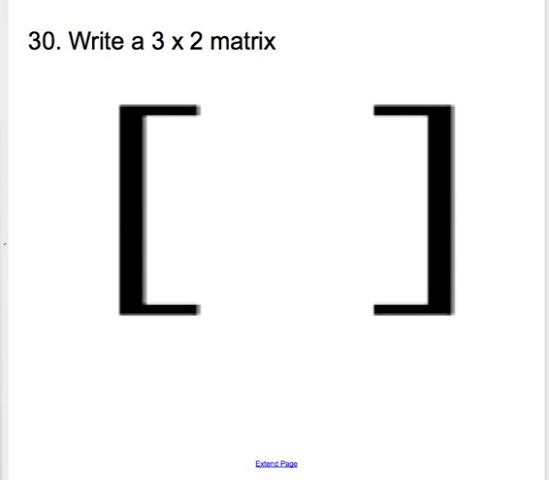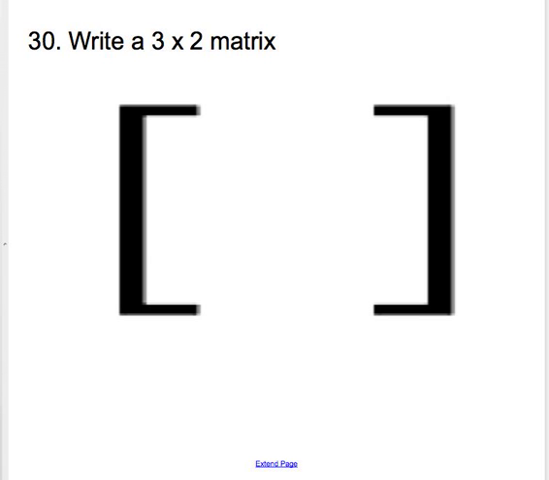Last problem we're going to look at is number 30. It's a story problem. It asks you to write a 3x2 matrix involving hotel prices. Now you notice there are 3 different types of rooms. There's a single, a double, a suite. 2 different prices for each of those rooms. A weekday price, a weekend price.